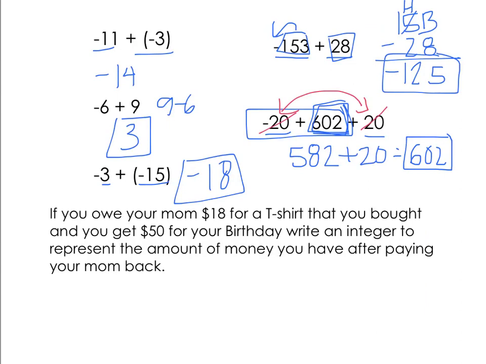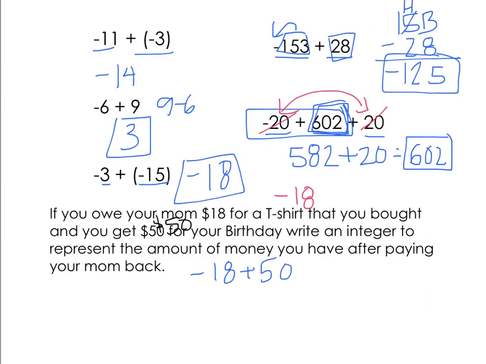Let's look at this bottom problem. It says, if you owe your mom $18 for a shirt, owing $18, we learned in a previous lesson that owing $18 is kind of like a negative $18 that you bought, and you get $50 for your birthday. I get $50. I'm going to call that a positive $50. Write an integer to represent the amount of money you have after paying your mom back. So it looks like I have negative $18 plus $50.